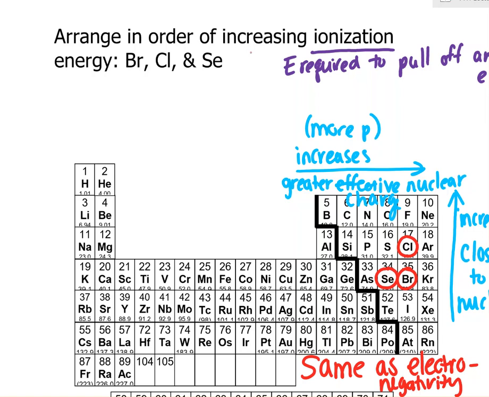So if I look at my trends with my arrows, I can see that chlorine is going to have the highest ionization energy. So it will be last because it asks for increasing order. Bromine will be in the middle because I'll look at selenium and bromine, and bromine is further to the right, so selenium will be the lowest.